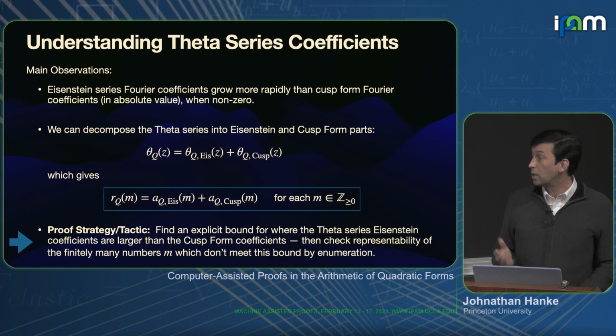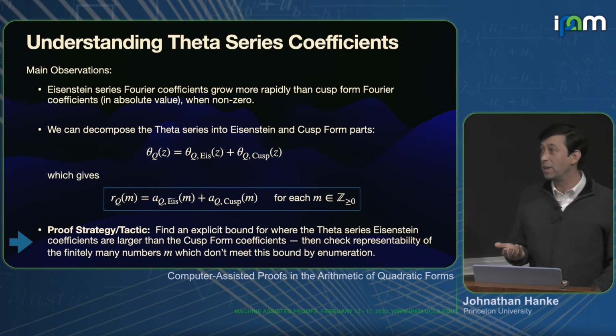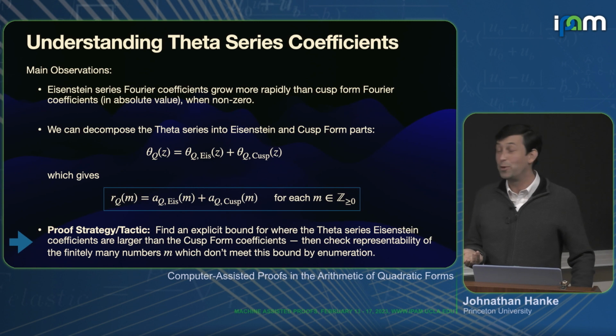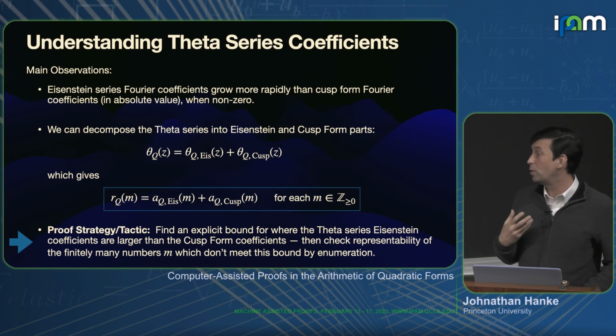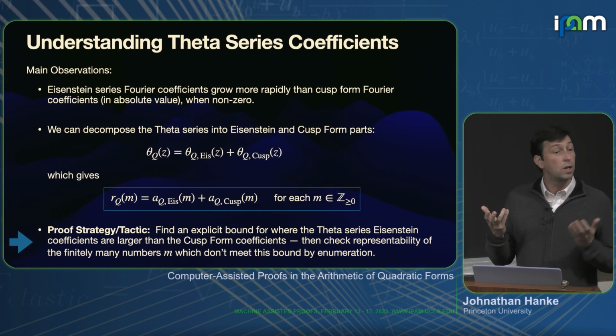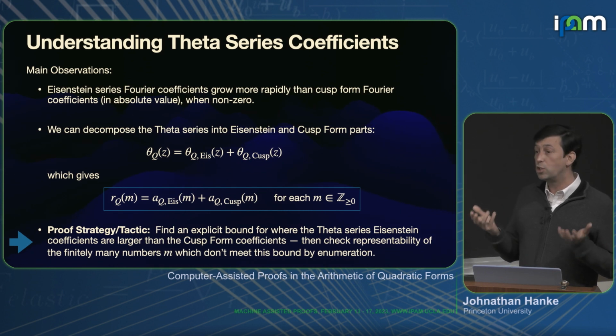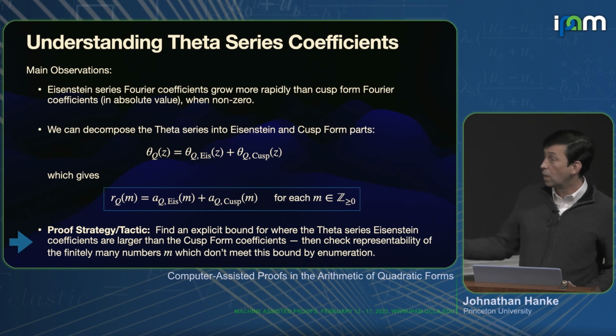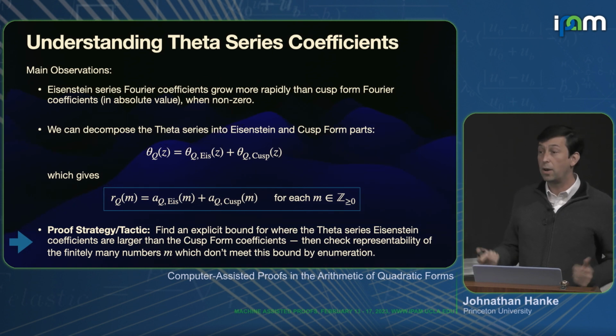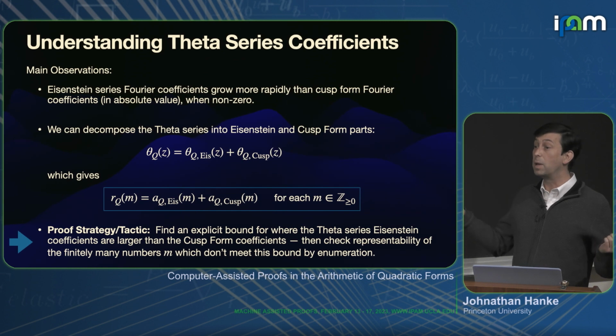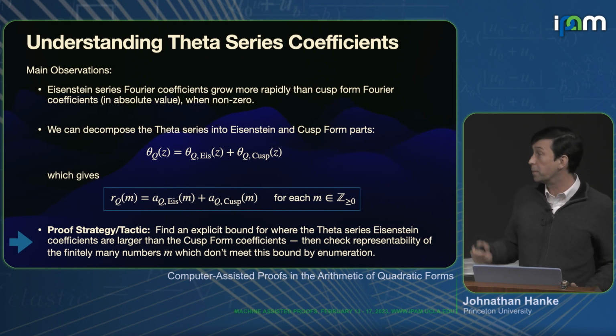So in the language of theorem proving, my tactic or strategy for doing this is that I would like to be able to find an explicit bound where I can say that after this bound, the Eisenstein part is larger than the cusp form part. If I can show that bound, then after that point, the Eisenstein series will win in this asymptotic, and so I'll have representations. And until that happens, I don't know what's happening, but I can just compute that. It's finitely many things. And so that's the idea.